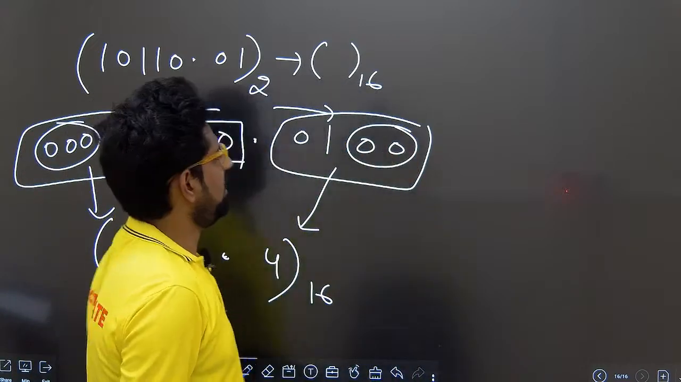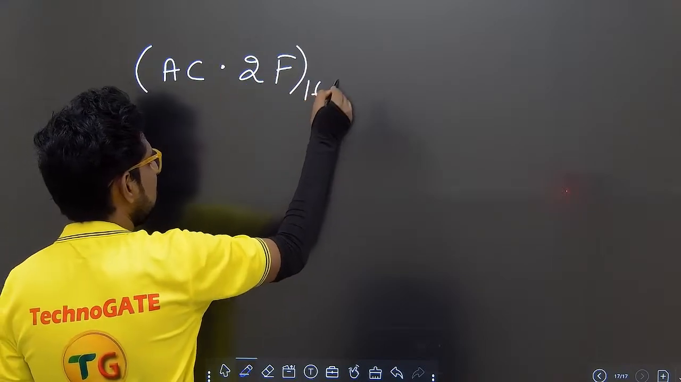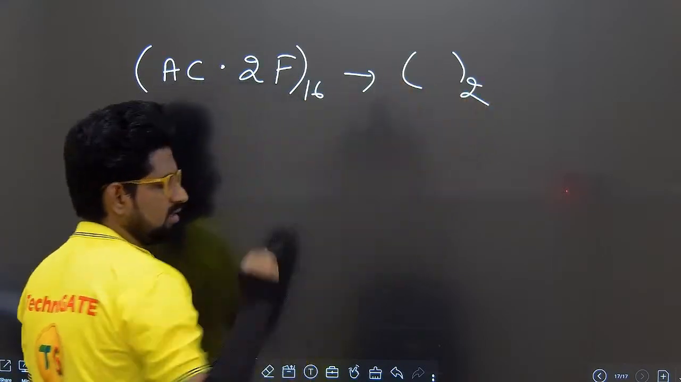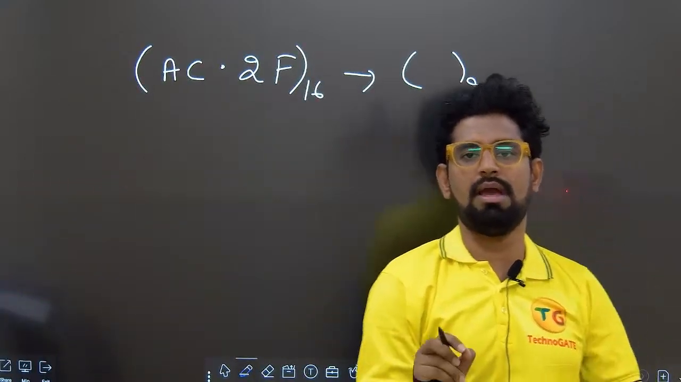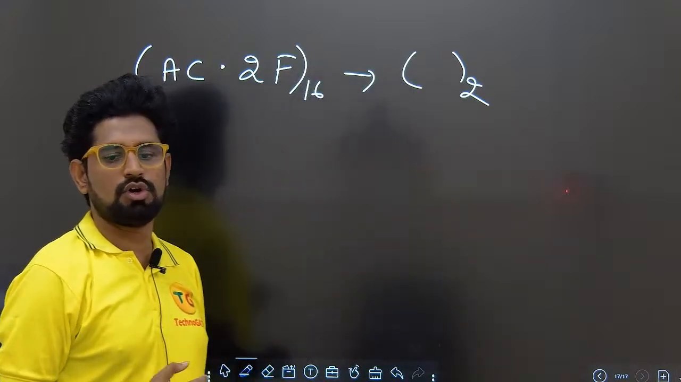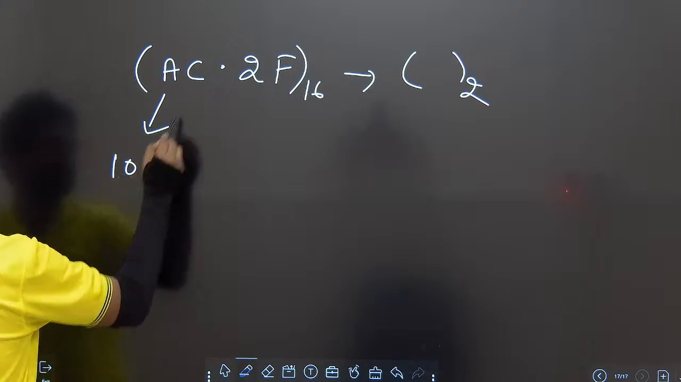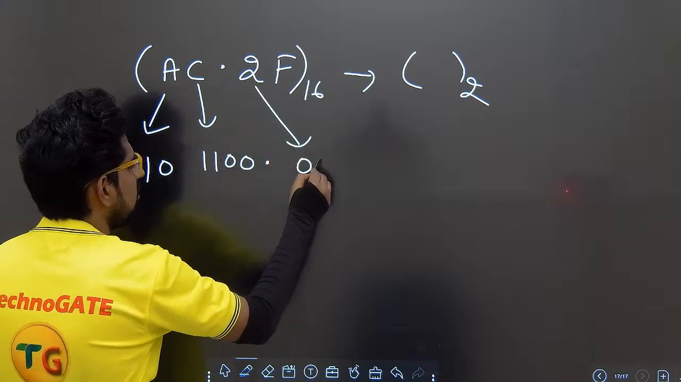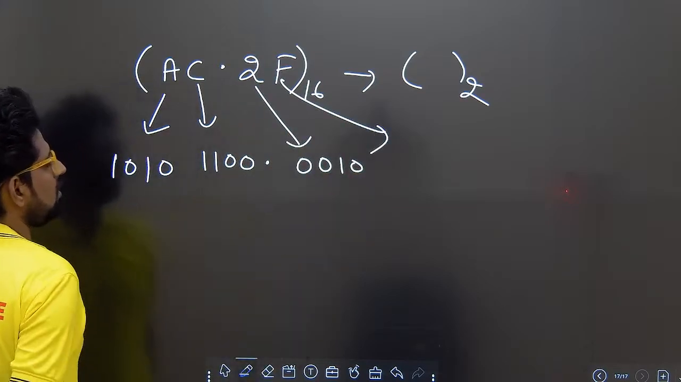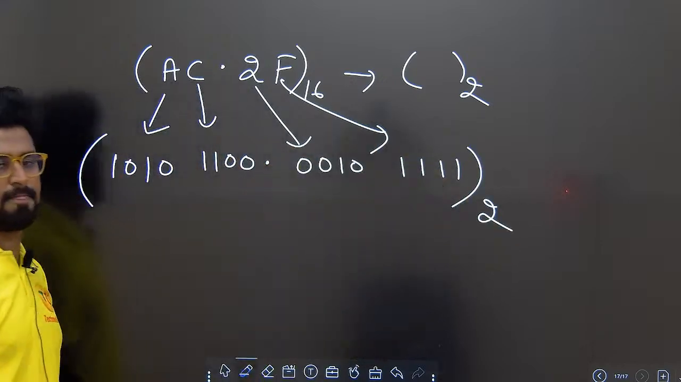So in the similar way, if a base 16 number is given, how to write? So AC.2F base 16 number is given. How to write into binary? Just write its codes, because here the rule applies: BCD 8421. So how to write the rule? A means 1010, C means 1100, 2 means 0010, F means all ones. Base how much? Base is 2.